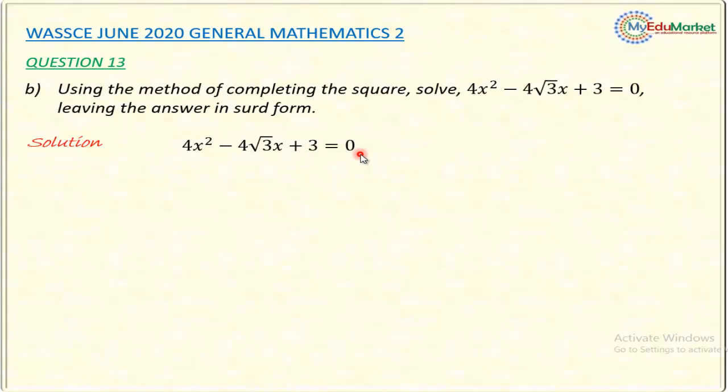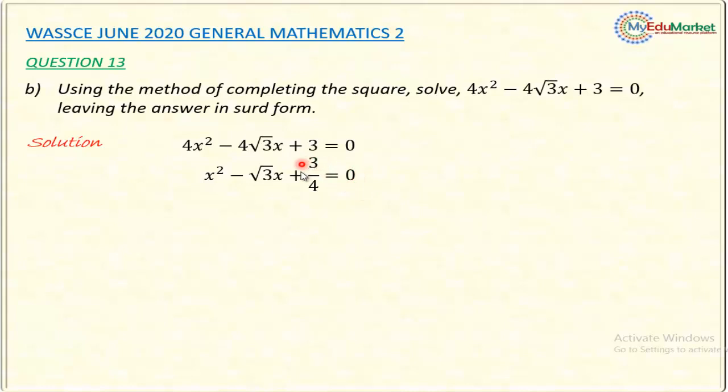In the completing the square method, what we do first is to make the coefficient of the square term unity, to make it 1. The coefficient of x squared is now 4, so I'll divide each and every term by 4 so that it is now 1. Dividing 4x squared by 4, we have x squared. Dividing minus 4 root 3x by 4, 4 will cancel 4, I have minus root 3x left, and 3 divided by 4, I have 3 over 4 equals 0. 0 divided by 4 is still 0.